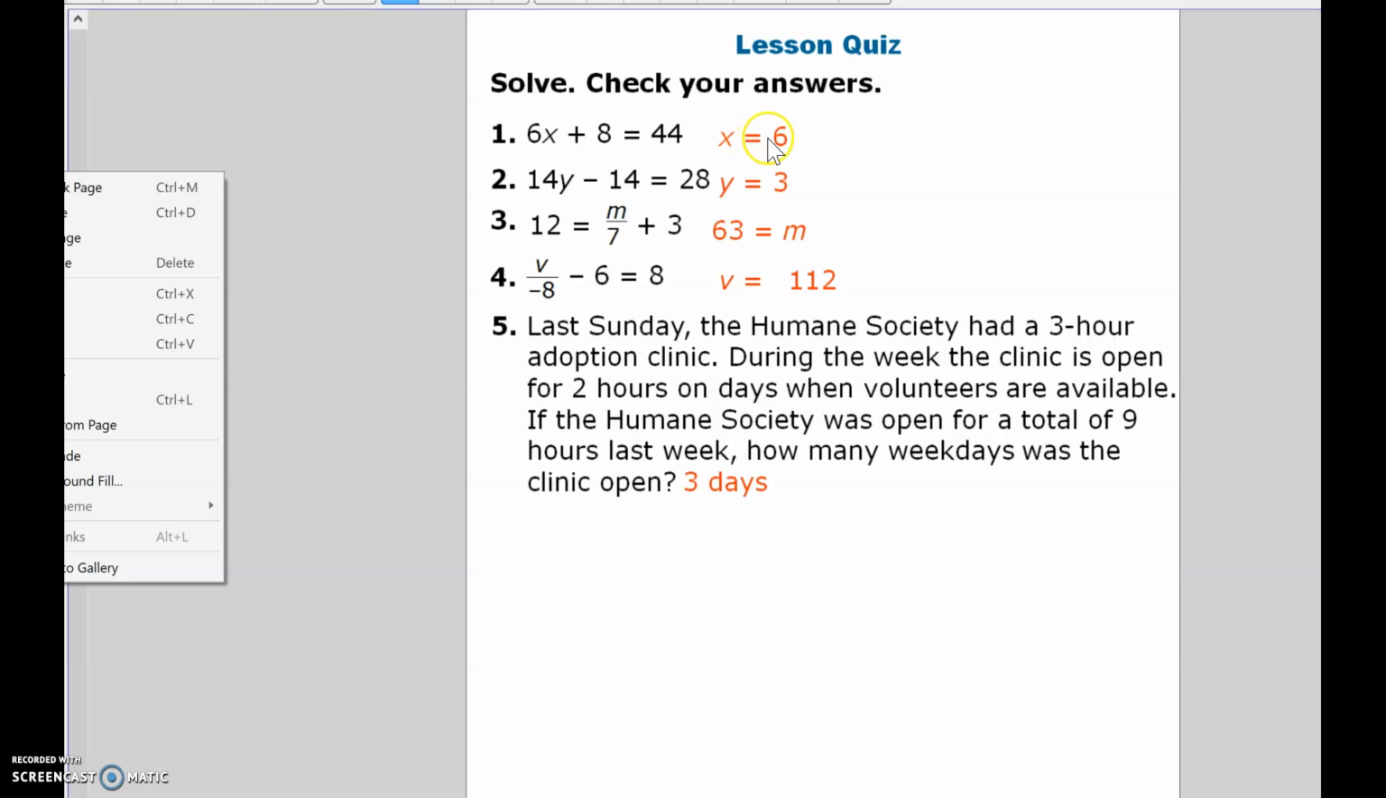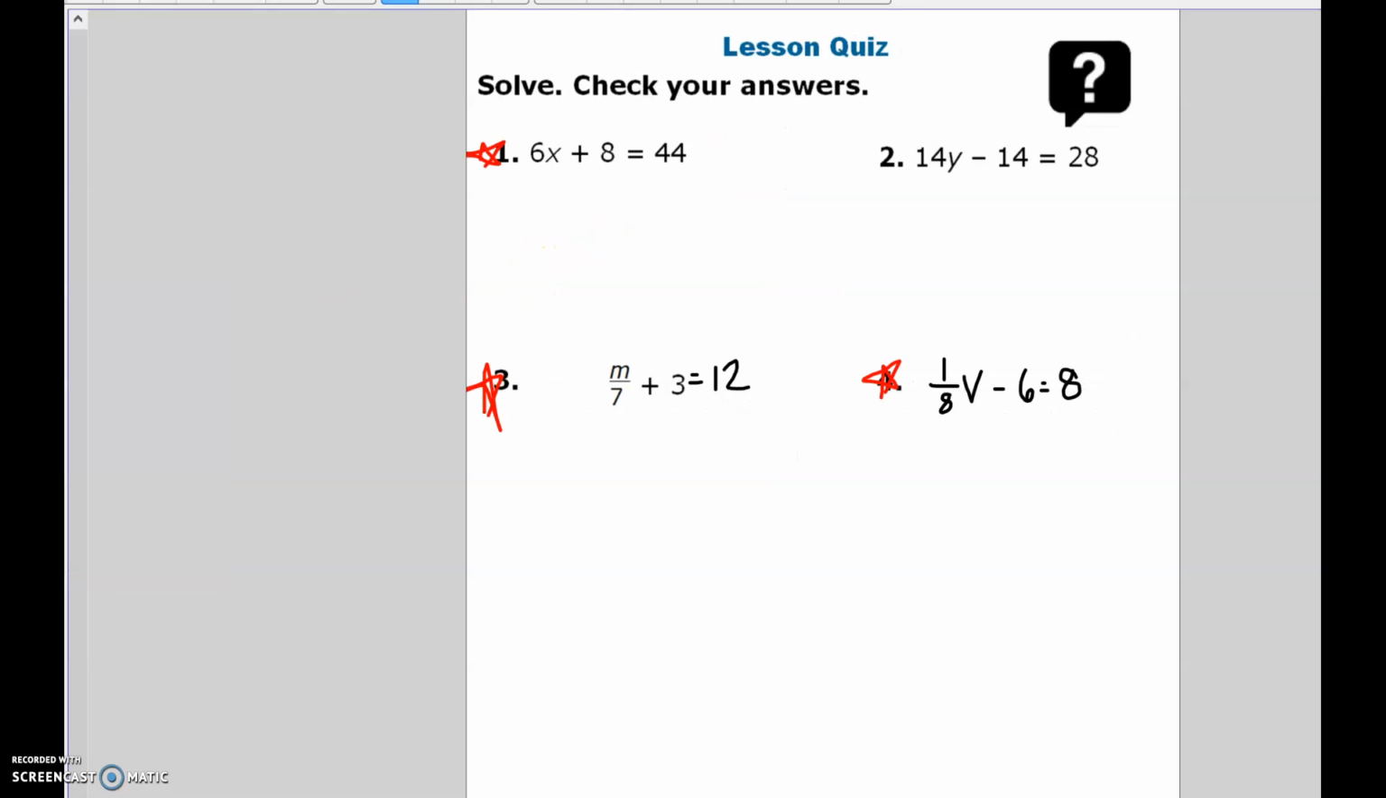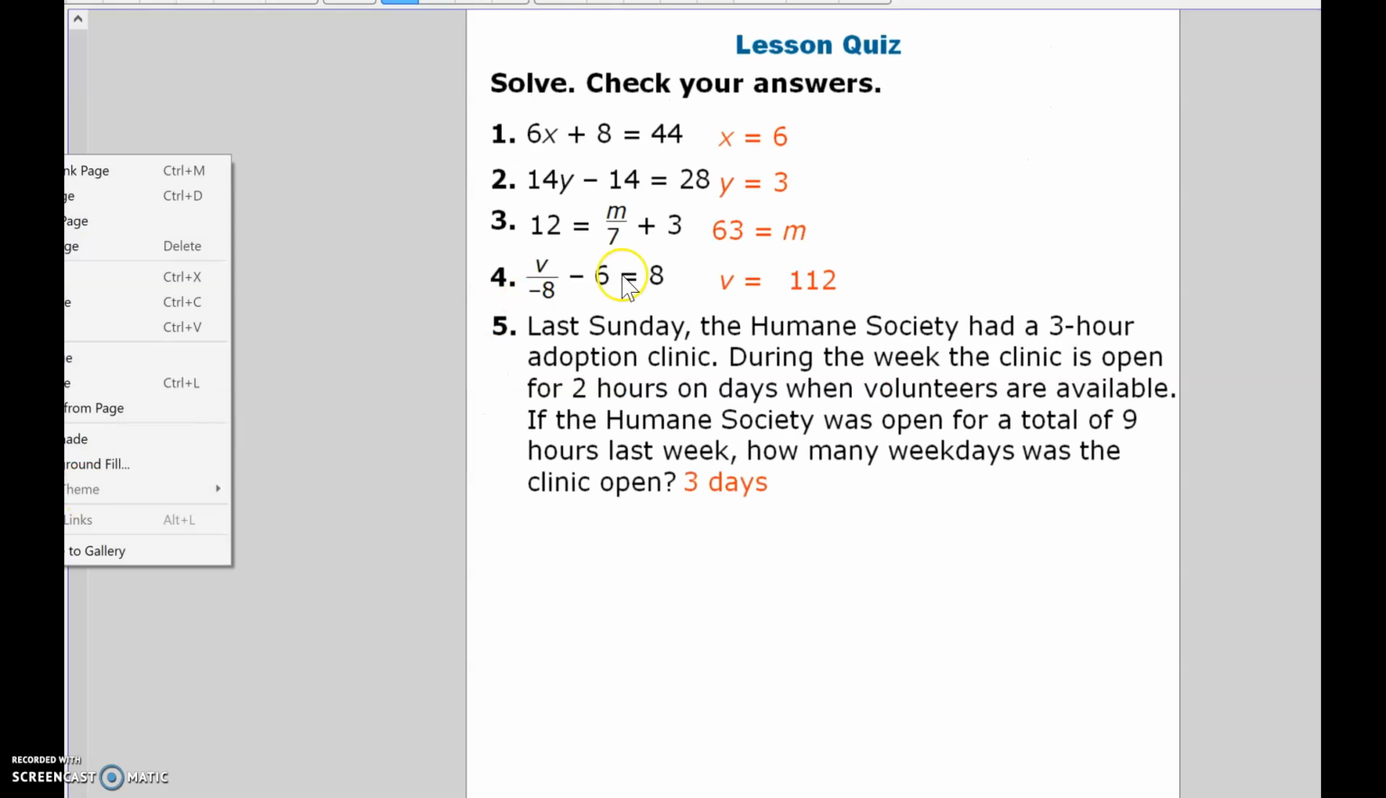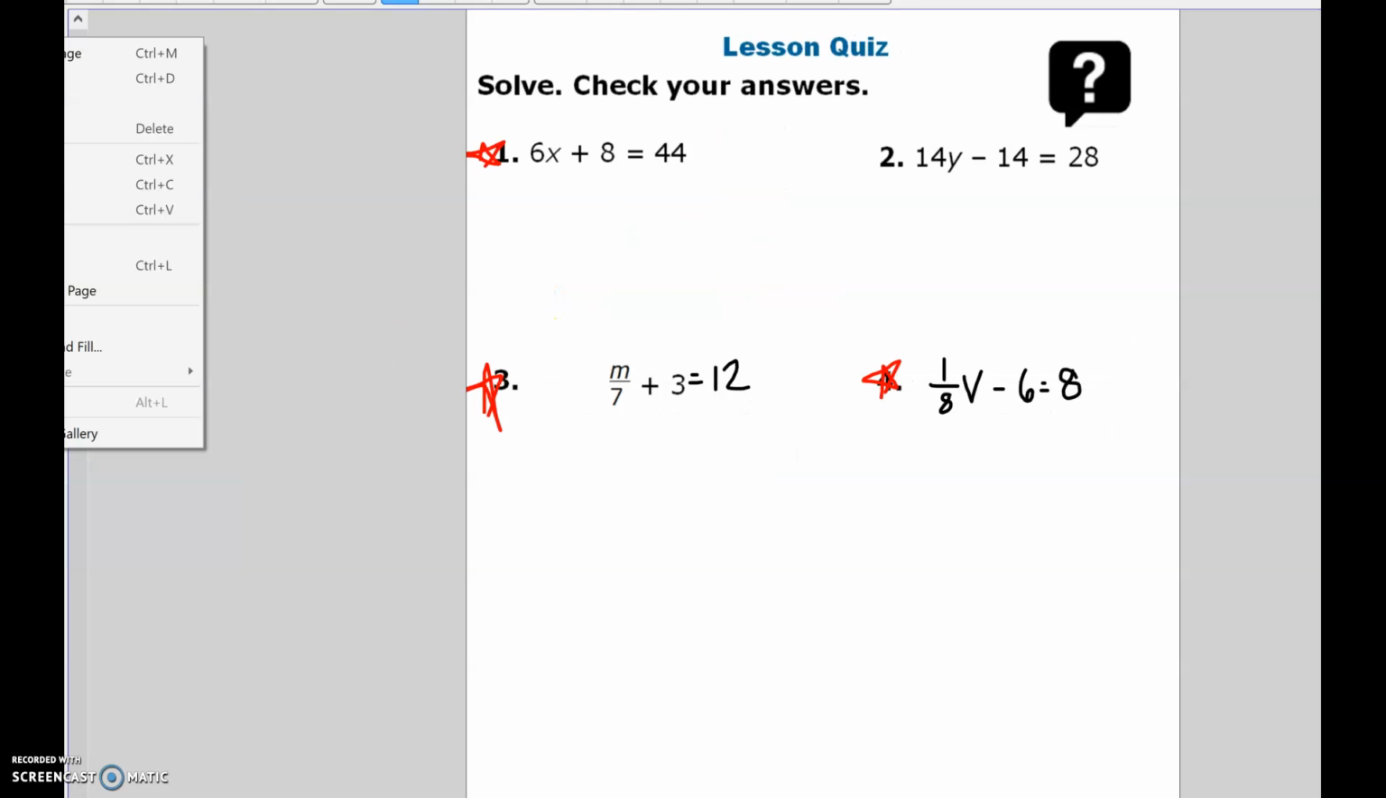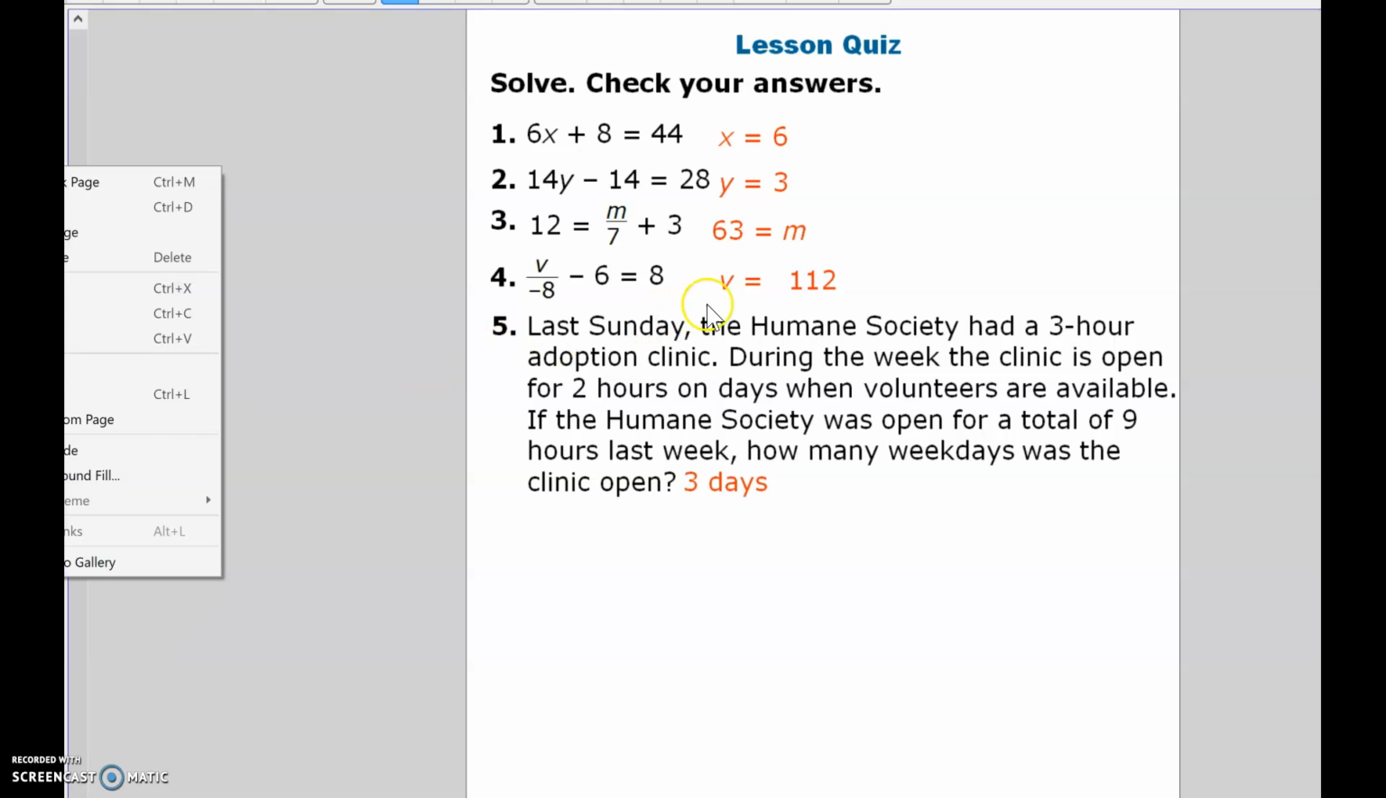Okay, number 1 is 6. What you should do is subtract 8, and then divide by 6. Number 3 is 63. You should have subtracted 3, and then multiplied by 7, because that's division. Number 4, you should have added 6, and then divided by 1/8. So your answer is 112.